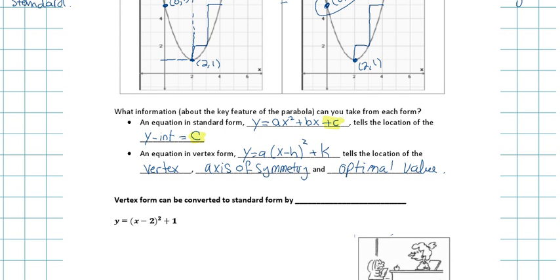Okay? Are you guys okay with this? Now, how can I go from the vertex form to the standard form? To go from the vertex form to the standard form, I have to expand.